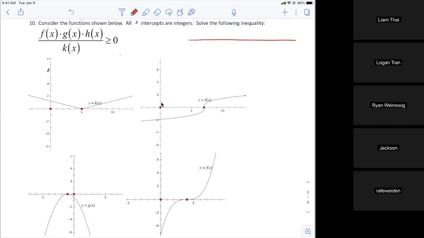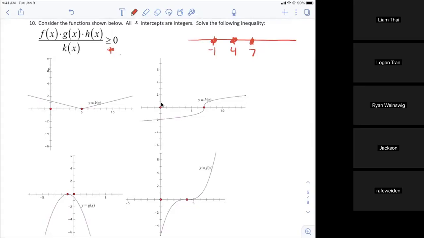At 4. Yep, so x equals 4, that's going to be on my sign chart. Where does g of x equal 0? Negative 1. Yep. Where does h of x equal 0? 7. Yep, and so I'm going to fill in all those circles since it's a greater than or equal to problem. So I'll fill all those in.